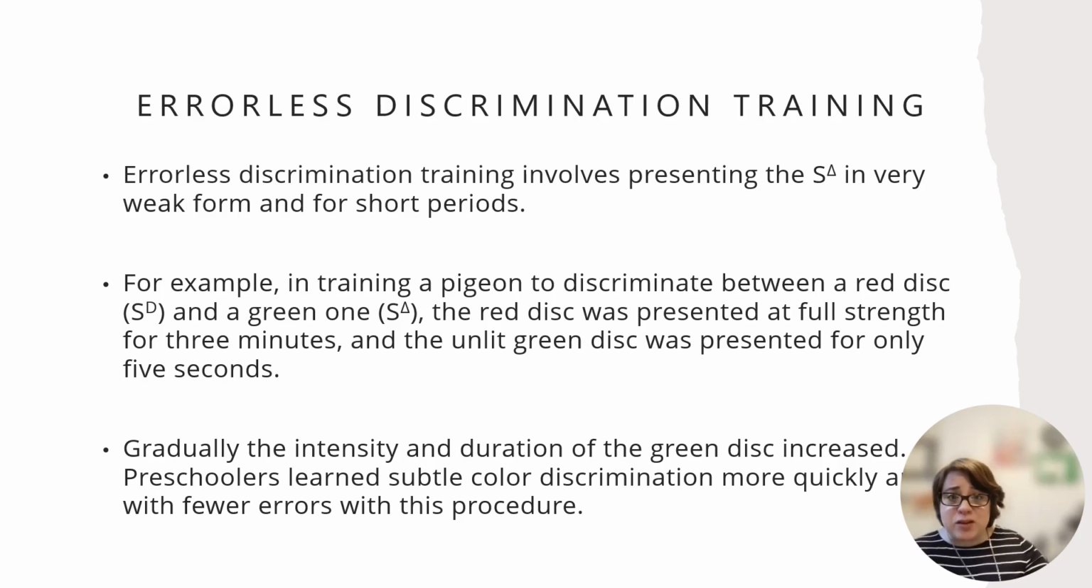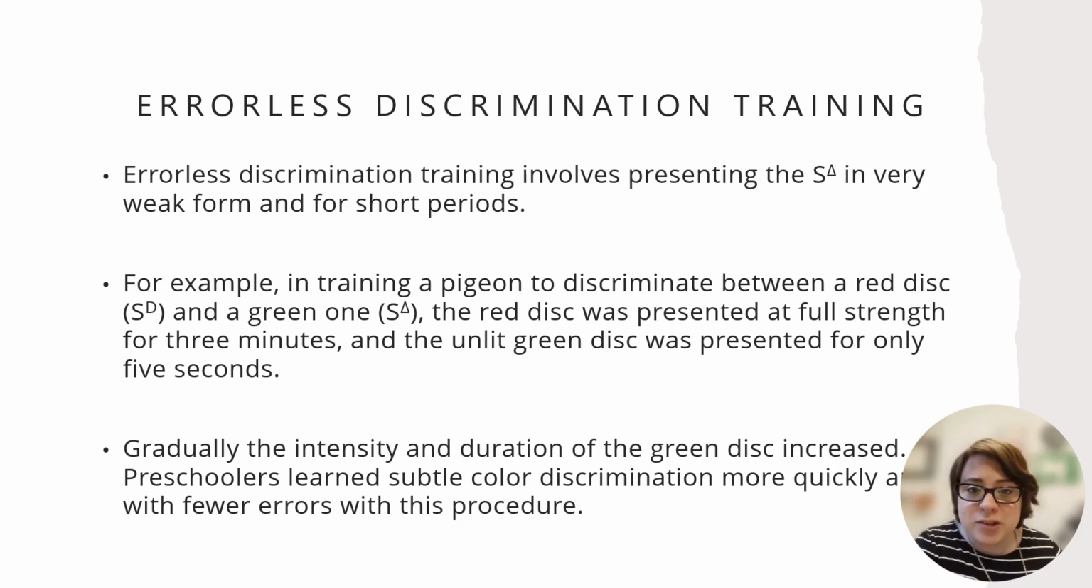So example studies. The original study conducted by Herbert Terrace, he trained pigeons to distinguish between a red disc and a green disc. The red disc was presented at full brightness and for longer durations, while the green disc was initially unlit and presented for only 5 seconds. So the results were that the pigeons quickly learned to peck at the red disc and ignore the green disc. And gradually, the green disc was brightened and its presentation extended without causing errors.